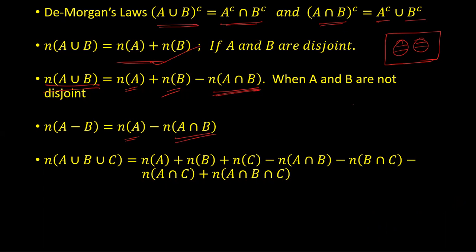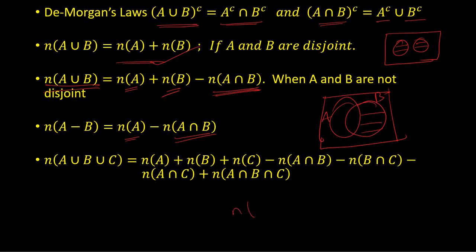In the same way, we can count B minus A also. This is B minus A, just this part. This is A, this is B. So n of B minus A will be n of B, the cardinality of B, and then subtract the intersection. You will get n of B minus A.